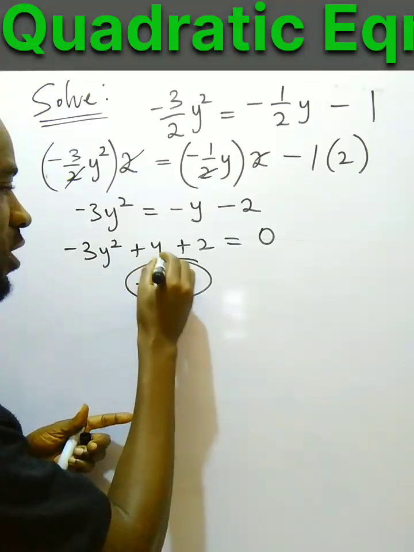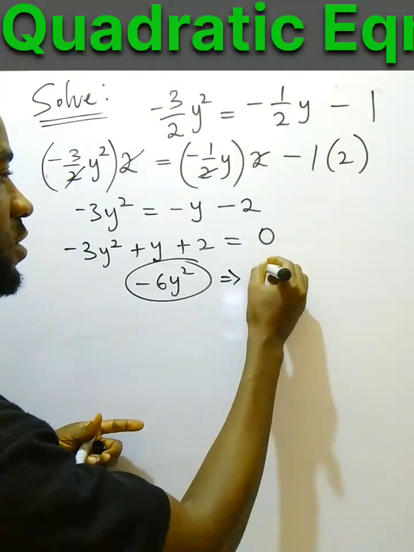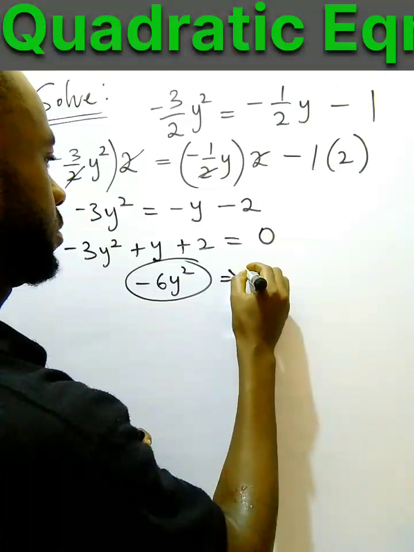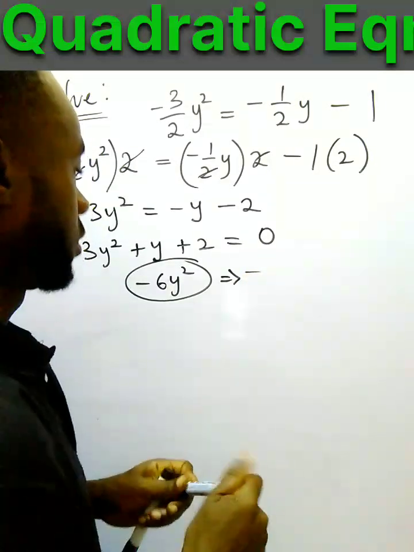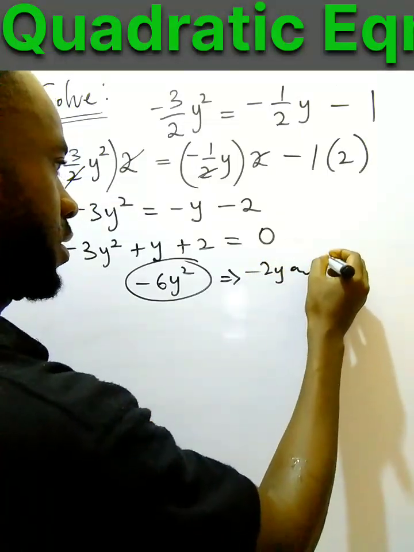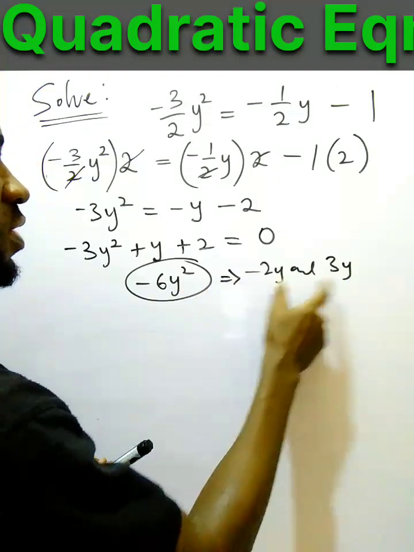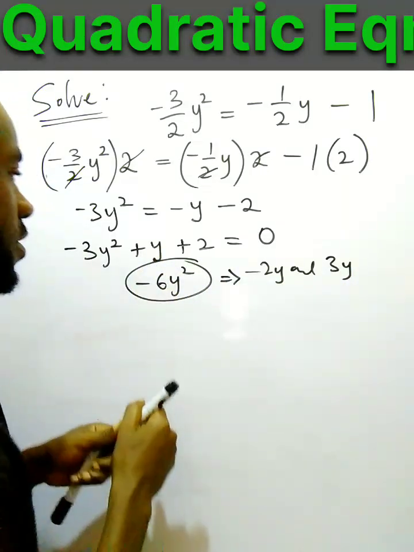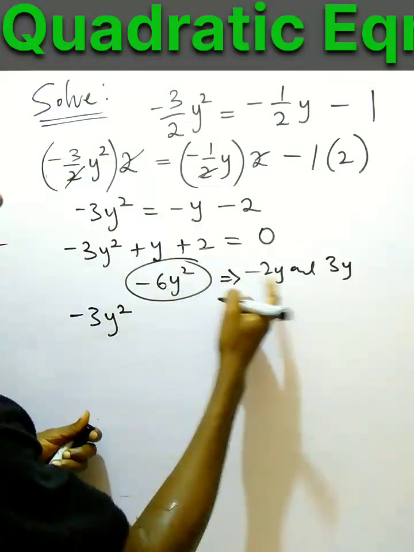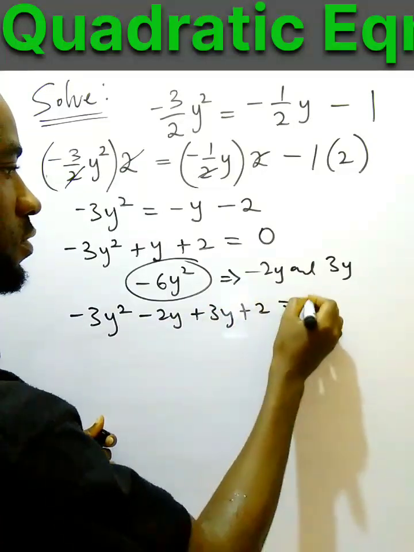So the 2 factors of minus 6y squared will be minus 2y and 3y. Because when you multiply them, you get this. When you add them, you get plus y. So we are going to substitute now the middle term with these 2 terms. So based on this y, I put my minus 2y, then plus 3y plus 2 equals 0.